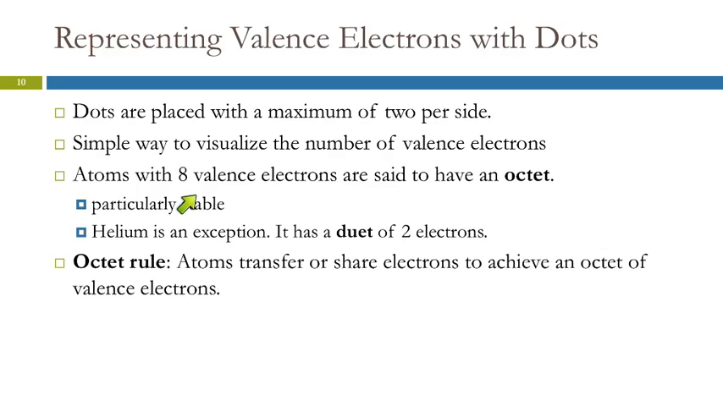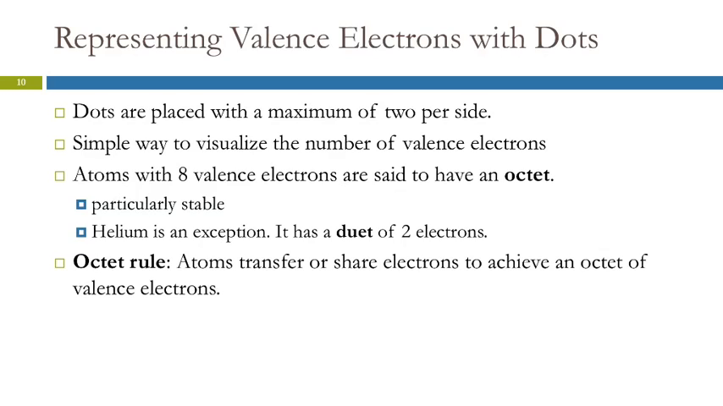If an atom has 8 valence electrons, it's said to have an octet. Just like in singing, an octet is 8 people singing. An octet is 8 valence electrons. 8 valence electrons, as we saw from the noble gas electron configurations, is a particularly stable situation for an atom. Helium, of course, has to be an exception. It has a duet of electrons. Hydrogen's also an exception. Those are the 2 little guys. They're too small. They can't handle 8 electrons, so they're happy with 2.